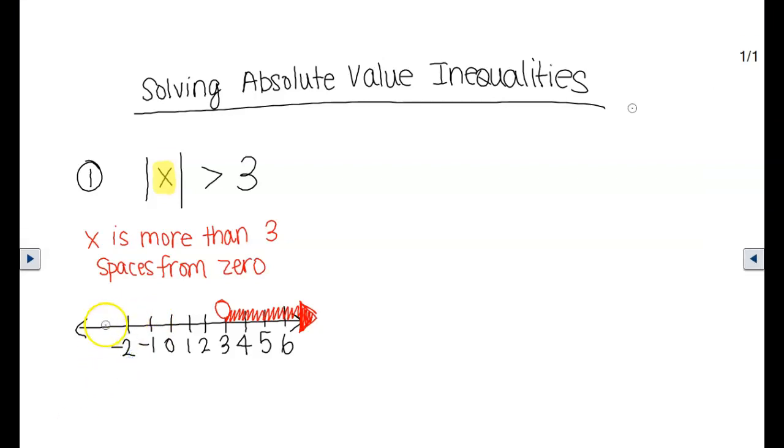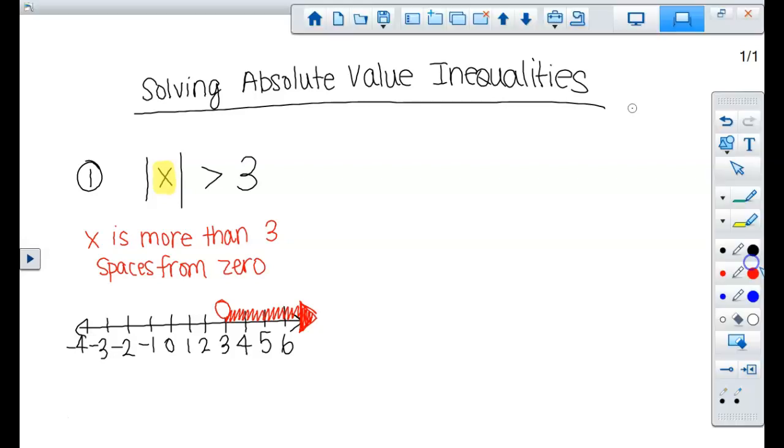-2 won't do that. When I get to -3, though, I start to make progress. I'm getting close to being more than 3 spaces away from 0, because right there I am 3 spaces away from 0. So -4 would be, -5 would be, -6 would be, so on to -infinity on this side. Those numbers would be more than 3 spaces away from 0.